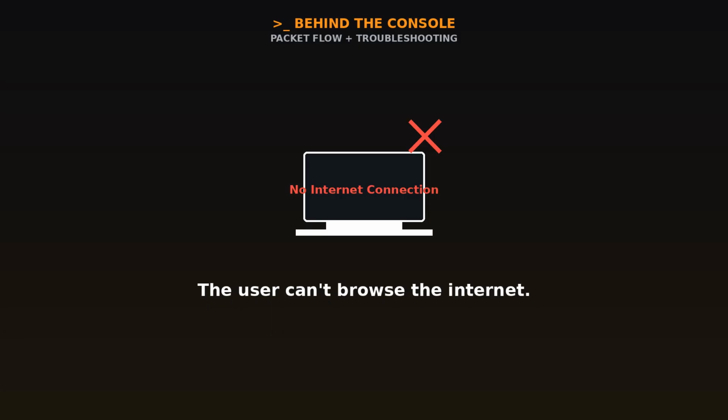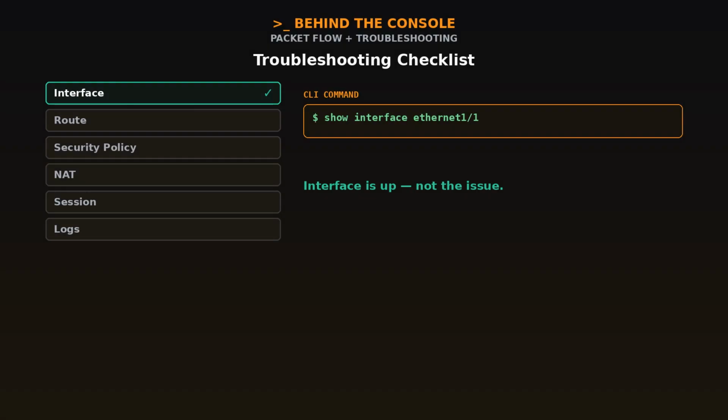Now let's troubleshoot a real issue. The user can't browse the internet. Let's walk through the exact same checklist an engineer would use. First, check the interface. Run show interface Ethernet 1/1, it's up, so that's not it. Next, check the route. Run show routing route. A default route exists, so traffic can leave the firewall.